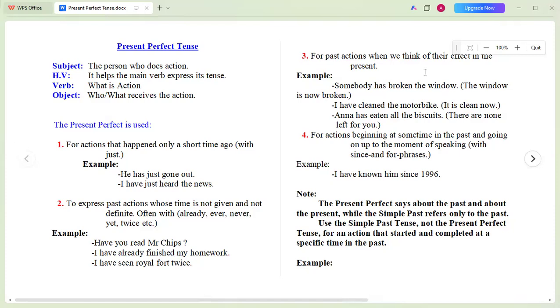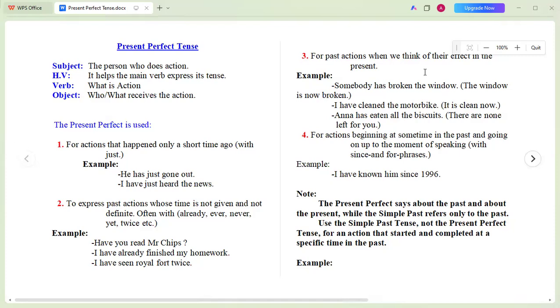So number four, this tense is used for actions beginning at some time in the past and going on up to the moment of speaking, with since and for phrases, such as I have known him since 1996. Okay, it means the action that began in the past. You can also use for with this, but currently it is also present, that action, that thing is still happening. Okay, that is still maintained.